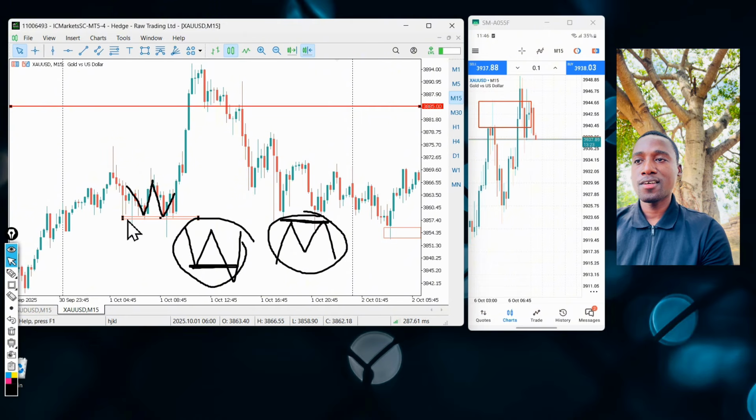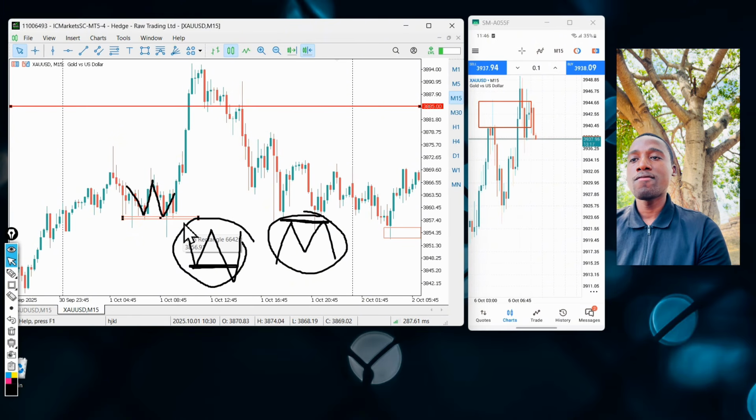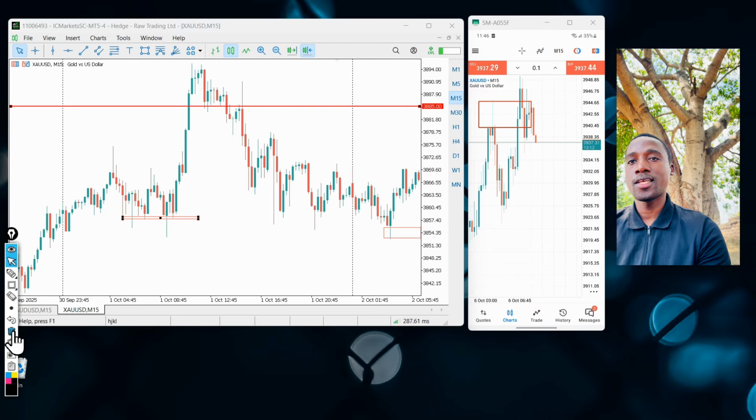Now that we have this rectangle box, we wait for what? Confirmation. We wait for confirmation. The confirmation, as I've said, we can use what? The candlesticks, we can use the indicator. The indicator is the easiest thing that we can apply.